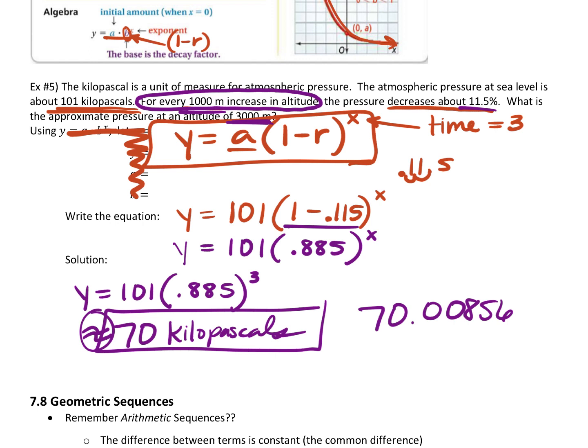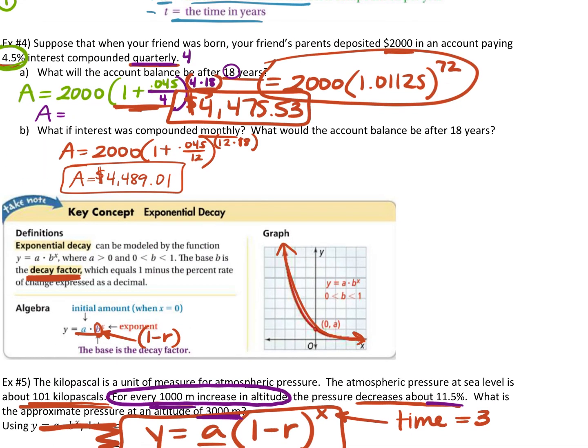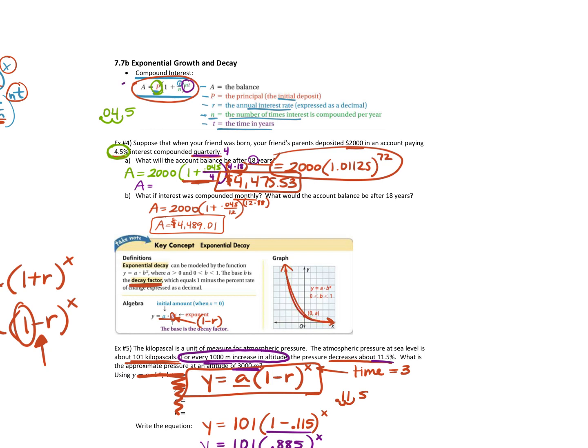Yeah. That's really all we're doing today. The only difference is we're subtracting from 1 instead of adding to 1. And there's this new formula that comes into play with compound interest. So just pay attention to what the question is asking you. If it's talking about compound interest, it should be this formula. If it's talking about exponential decay or exponential growth, because we know that one too, 1 plus or 1 minus the rate.